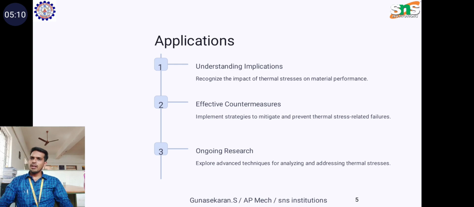Applications of thermal stresses include designing thermal barriers for spacecraft re-entry, optimizing materials for high temperature environments like turbine engines, and engineering thermal management systems for electronics to prevent overheating.